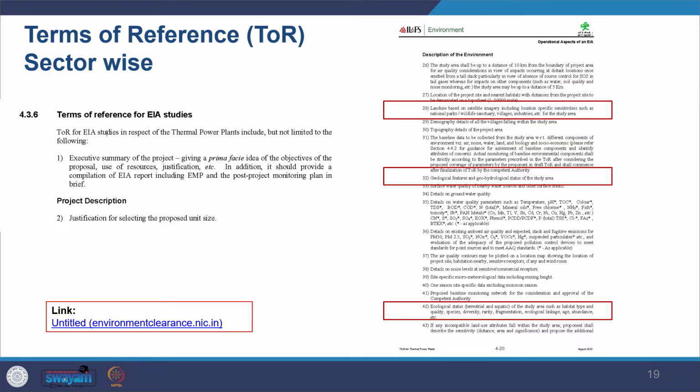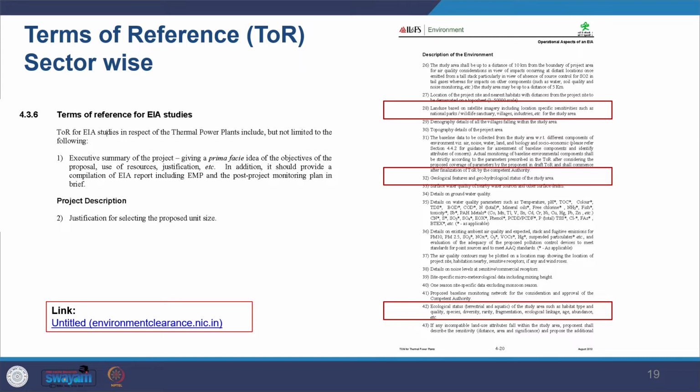You can see how in the terms of reference, it is mentioned, I have highlighted that in a box. You can see that land use based on satellite imagery, including locations, specific sensitivities such as national parks, wildlife sanctuaries, all need to be described. Then number 32, you can see geological features and geohydrological status of the study area has to be given. And also surface water quality of nearby water sources and other drainage has to be given.